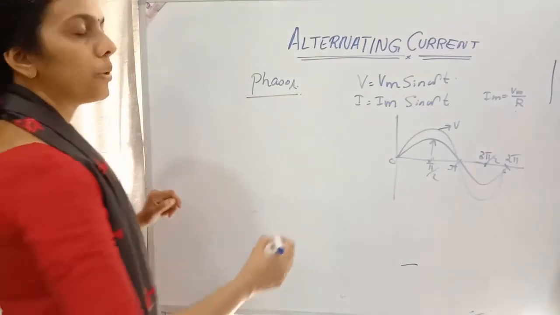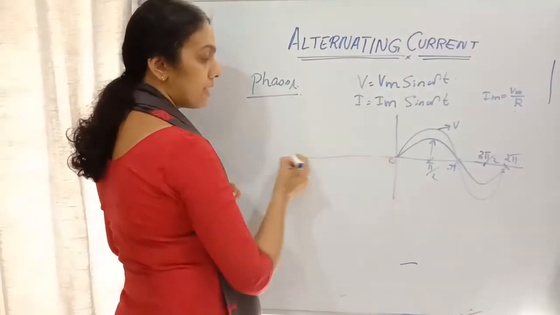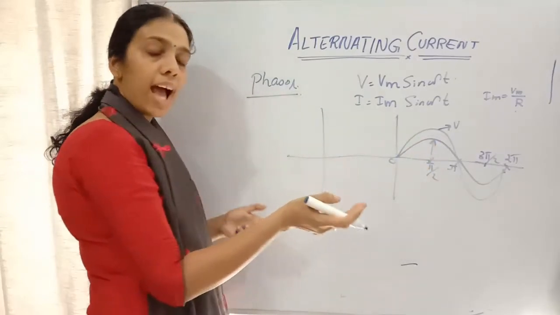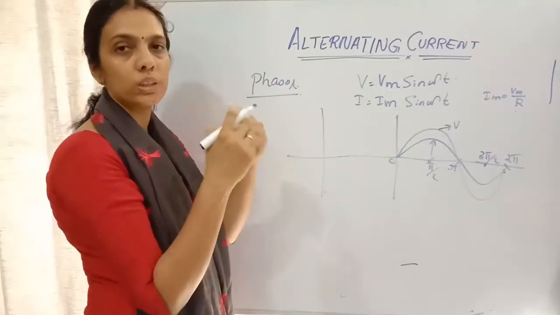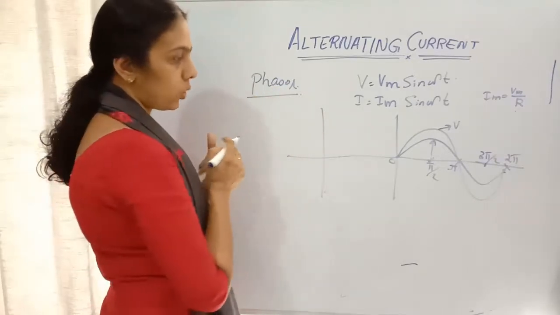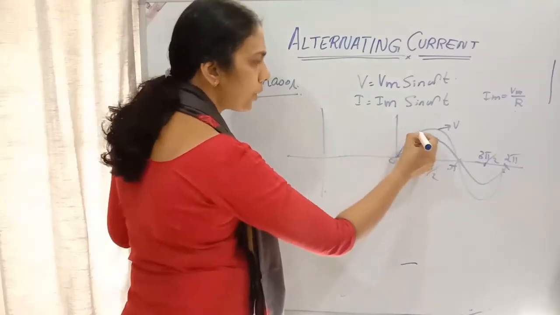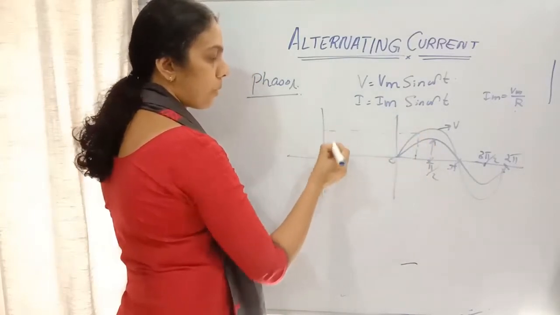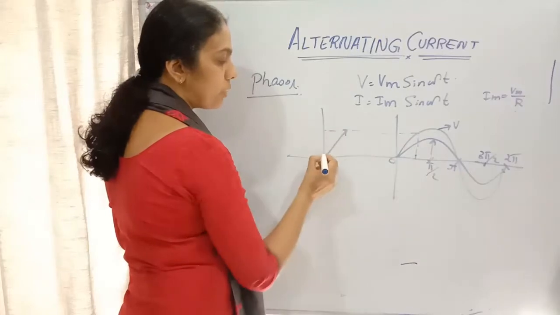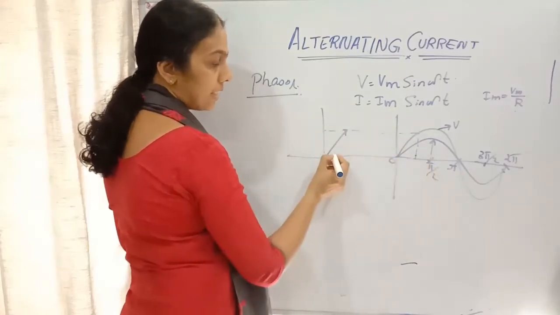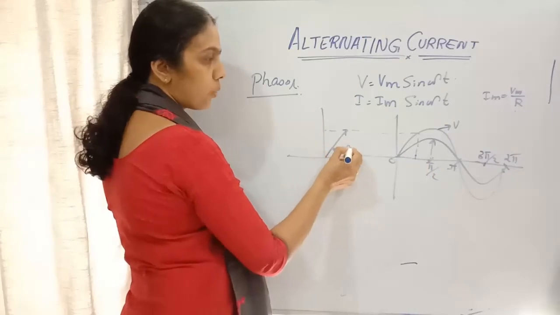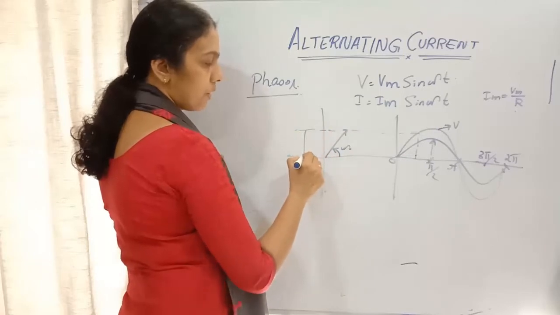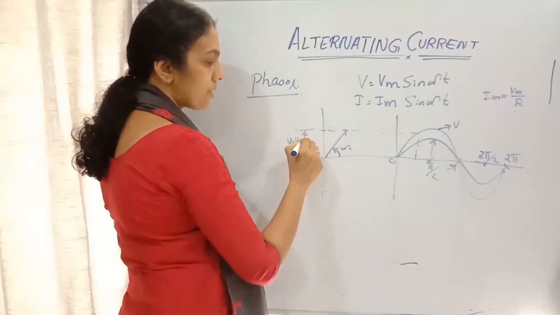Here we are going to represent the phasor diagram as a vector. It is a vector, right? It rotates in the anti-clockwise direction with an angular velocity omega. Here I am going to find the phasor at one point, between 0 and 90 degrees. So this is omega t. This will be the maximum value, and this will be V equals Vm sin omega t.